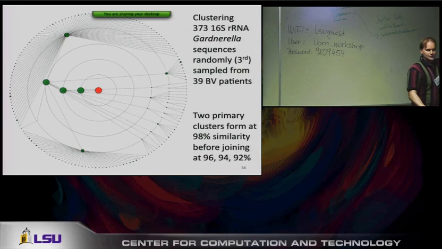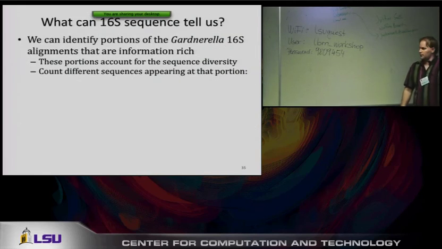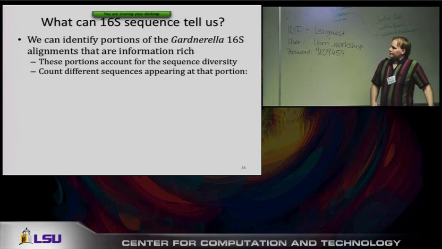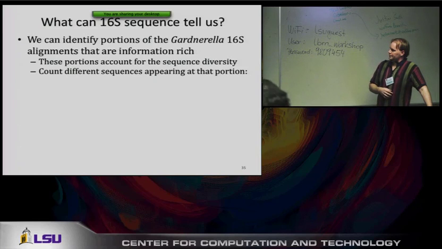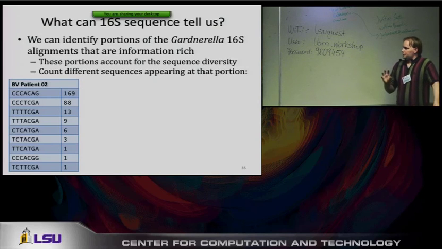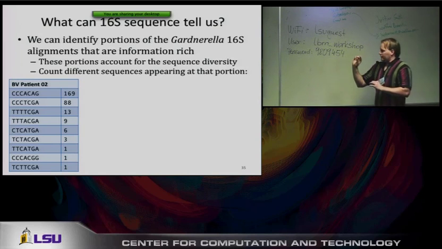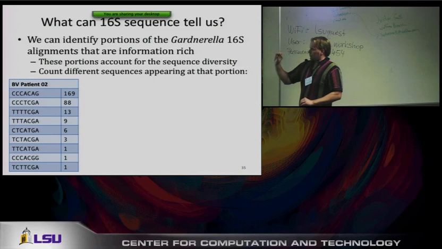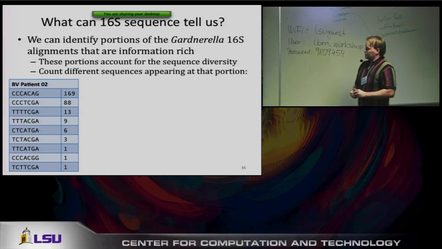But this is a very coarse view of things, so we wanted to look a little bit more closely. We could identify portions of the Gardnerella 16S alignments that were information rich, meaning they had different nucleotides in a lot of the sequences. And if we did that, for each patient we could form what's called an oligotype, talking about the different nucleotides that were present at each of those information-rich positions.